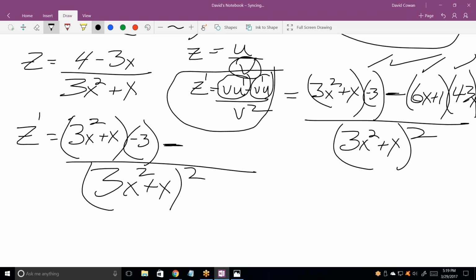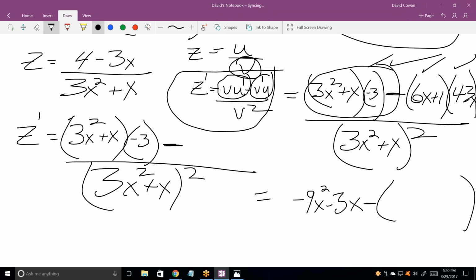Now, we're not done because we have to simplify the numerator. So let's do that, because you never know what you're going to get. You might end up with a 3x squared plus x in both numerator terms, and then I could simplify it. So give me what the top is. Well, the top left. Okay, so that would be negative 9x squared minus 3x. Okay. And then we're subtracting, and I'm going to use parentheses here because they're necessary.